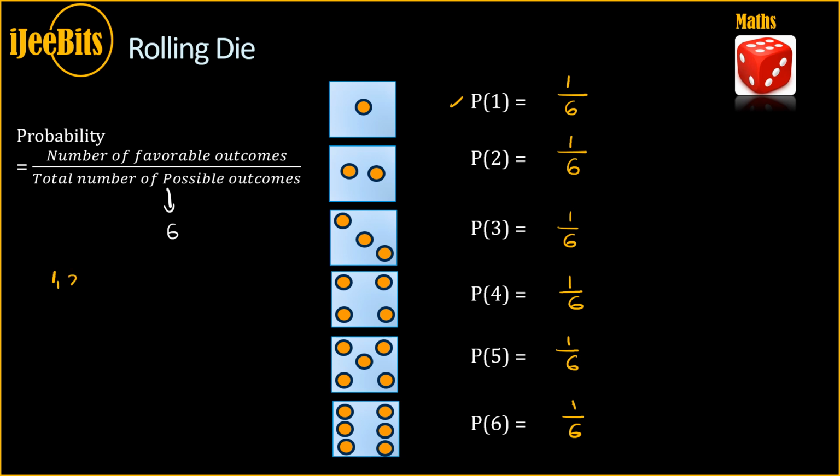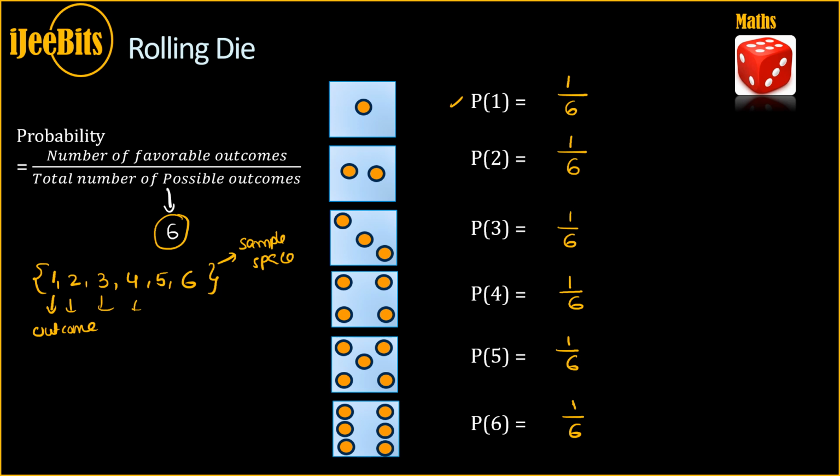So what we are saying is that these are called your events: getting 1, getting 2, getting 3, getting 4, getting 5, getting 6. We don't have any other options, right? So this is called the sample space. These are the events, these are the outcomes of each event, the result of each experiment that you do. The total possible outcomes from our experiment is 6, and the number of favorable outcomes is what you are trying to calculate.